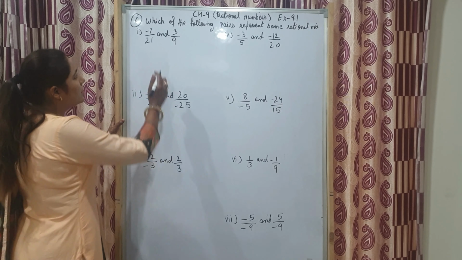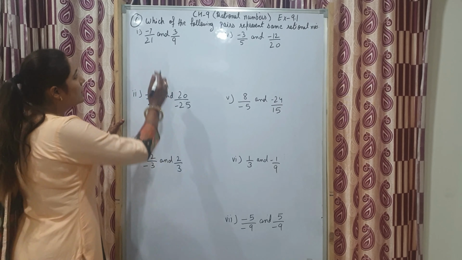Minus 7 upon 8, it is already in the lowest form. Minus 14 upon 16. When I cancel it on the table of 2, I will get minus 7 upon 8. So this one is minus 7 upon 8 and this one is also minus 7 upon 8. So both are equal. Minus 8 upon 5, minus 7 upon 4.